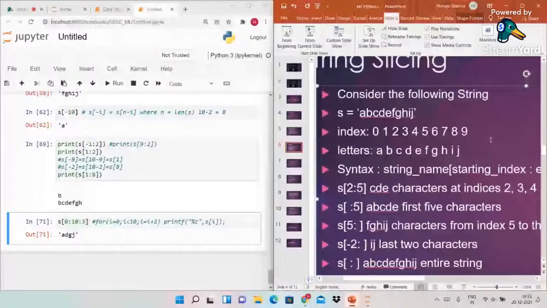Do the same thing with the negative indices as well. Why is it? Because as I told you, s of minus i is similar to s of n minus i. So minus 10 is equivalent to 10 minus 10, which is 0. So minus 1 is equivalent to s of n minus 1. So these both are very similar. Even minus 1 is considered.